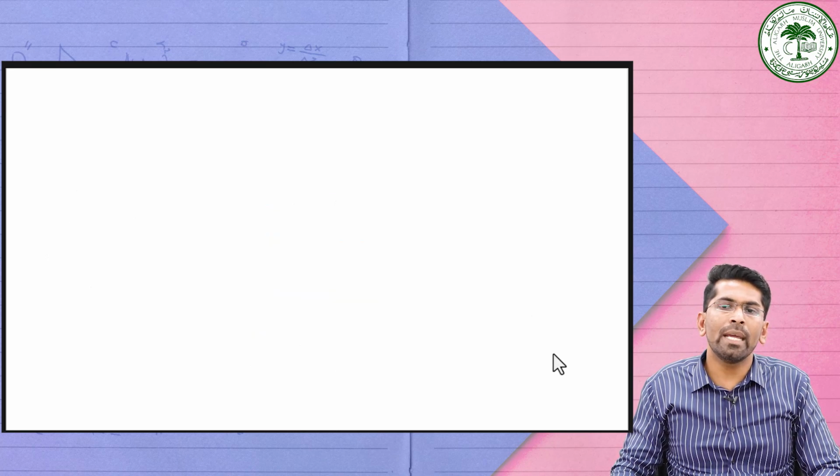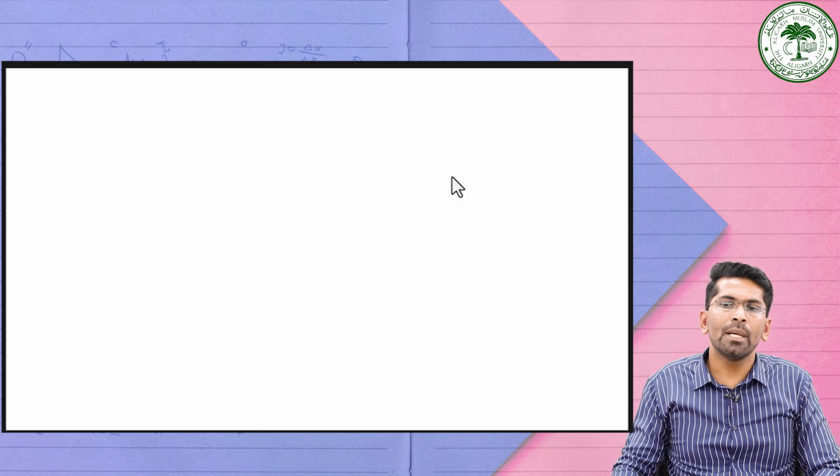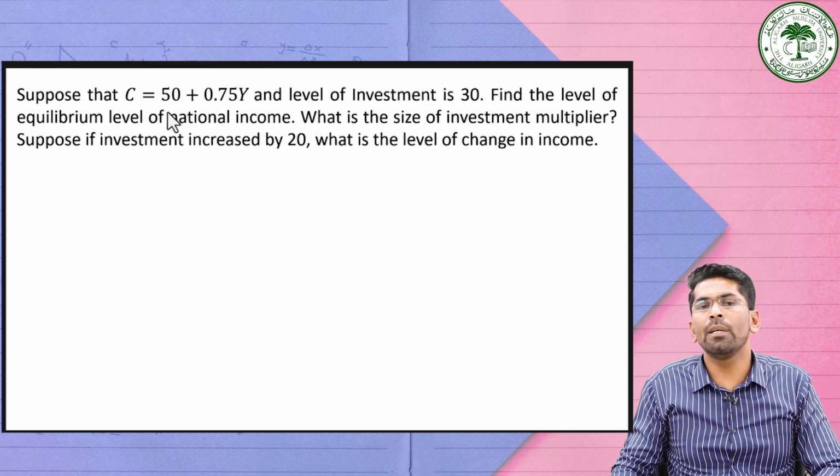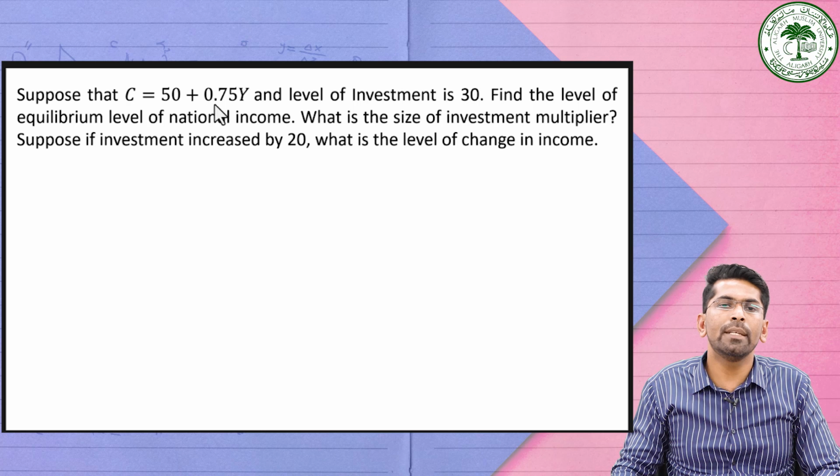Now we can take a numerical example. Suppose the consumption is equal to 50 plus 0.75 Y and the level of investment is equal to 30. We want to find the equilibrium level of national income, and what is the size of the investment multiplier? Suppose the investment is increased by 20, then what is the change in income? So this is our question, and we want to find the answer for this particular question.